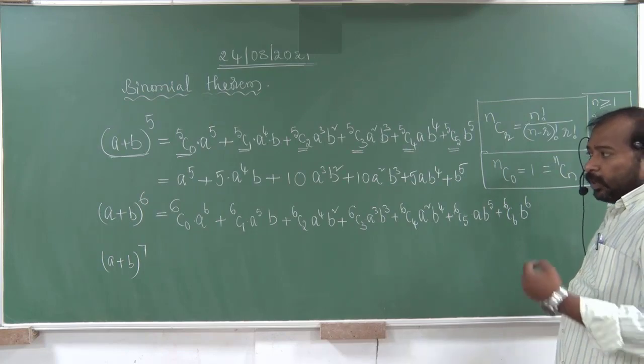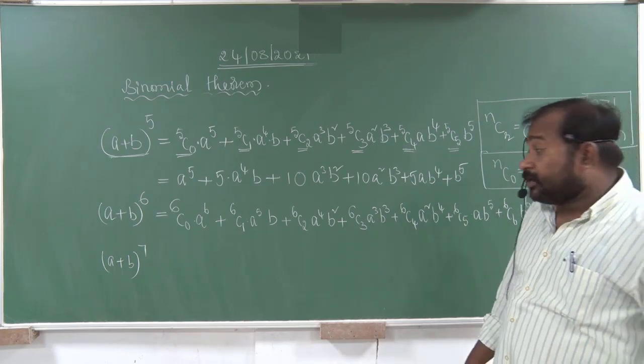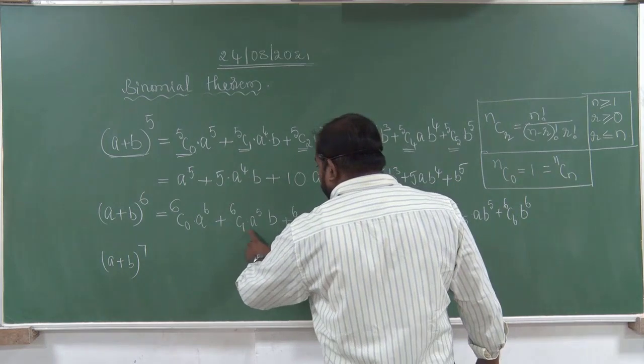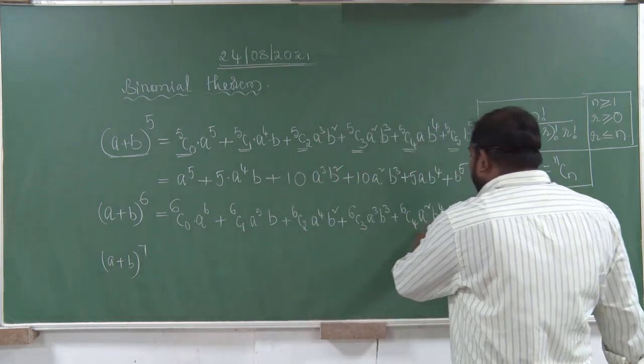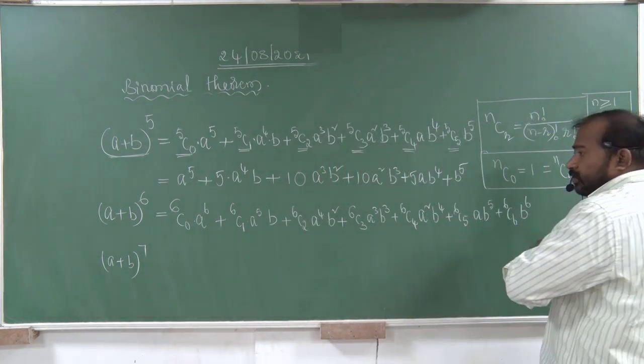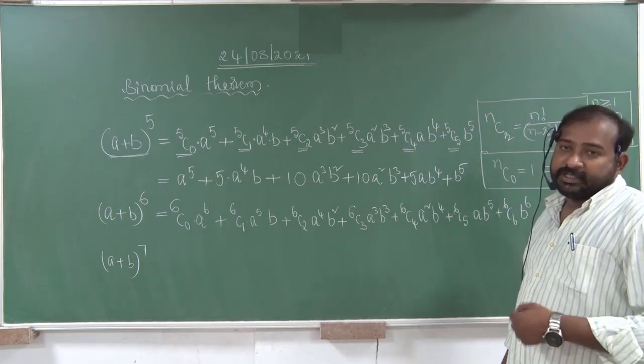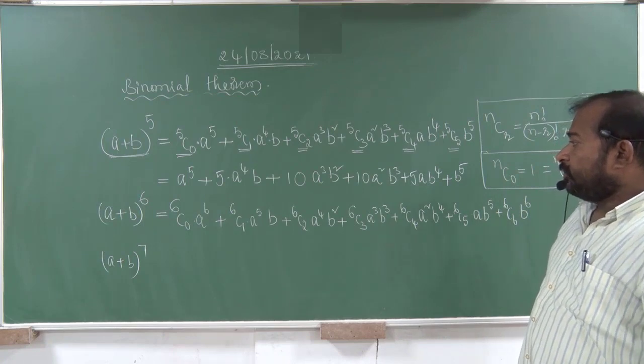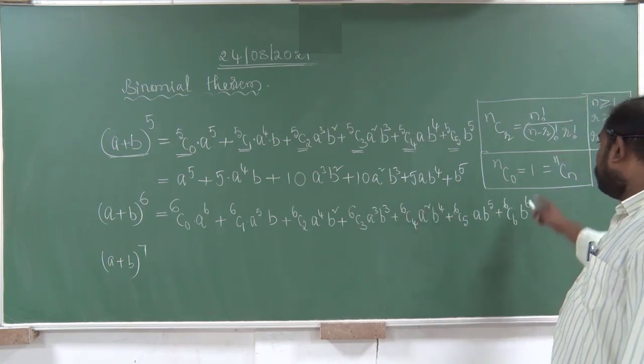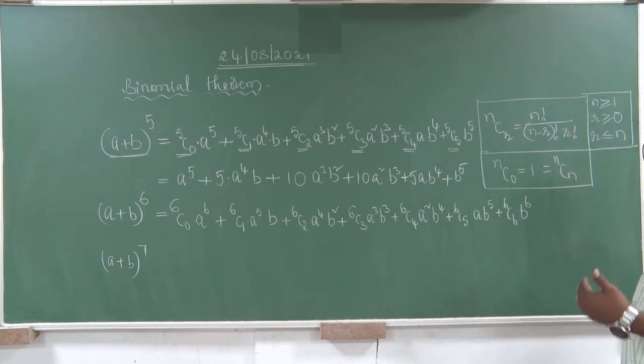And one more observation: how many terms are there here? 1, 2, 3, 4, 5, 6, 7. If the power 6 is given, then automatically the number of terms is equal to 7. And how can you calculate the values? 6C0 value is 1, and 6C6 value is also 1.